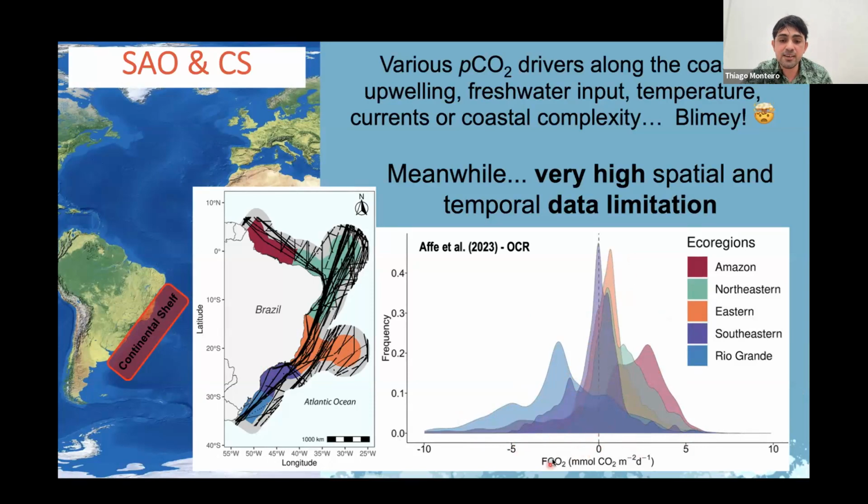We can see, for example, in this dispersion diagram, on the X axis we have the CO2 fluxes, where positive values indicate CO2 release from the ocean to the atmosphere, and negative values indicate uptake of CO2 by the oceans. And we have quite a gradient, with the southern portion of the continental shelf acting more as a CO2 sink, and CO2 release increasing as we go further north.